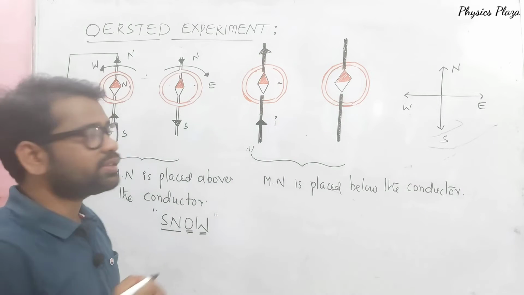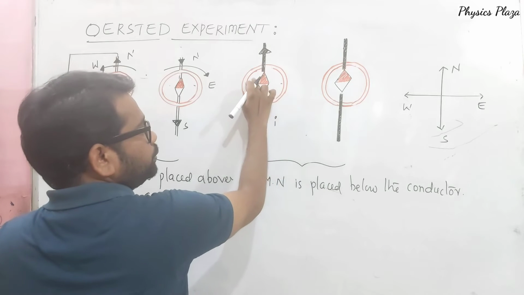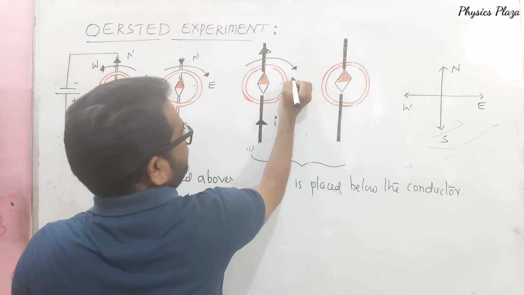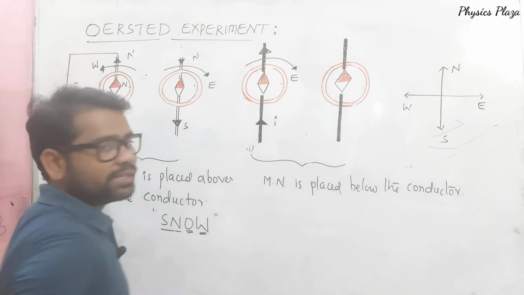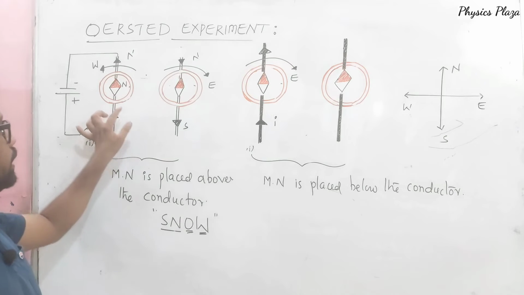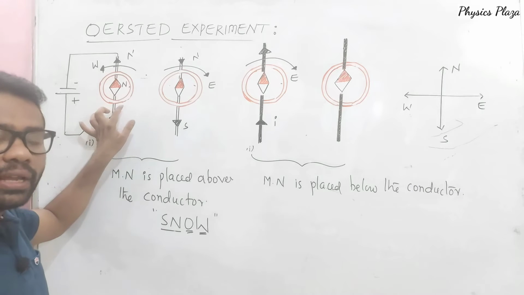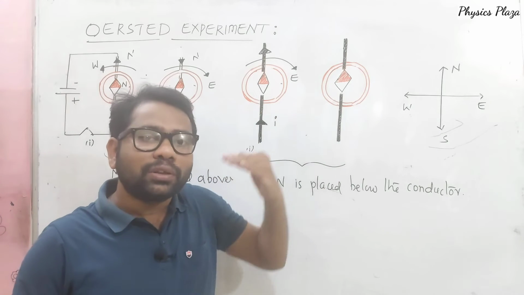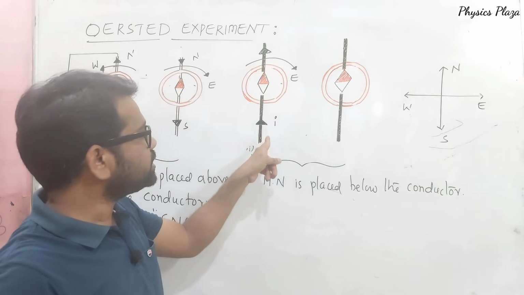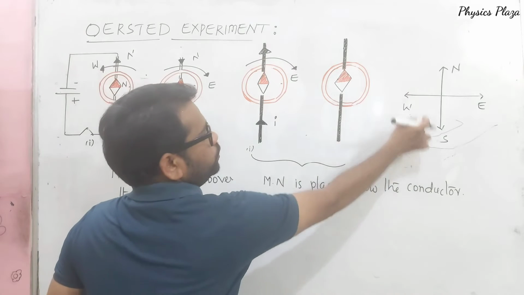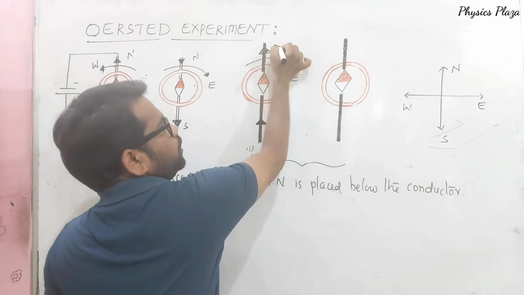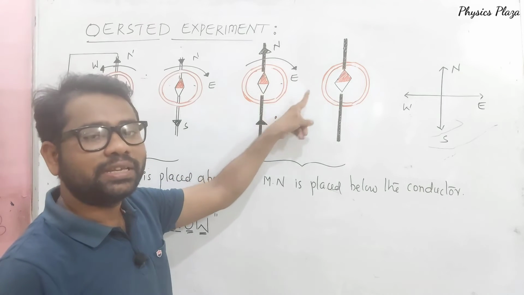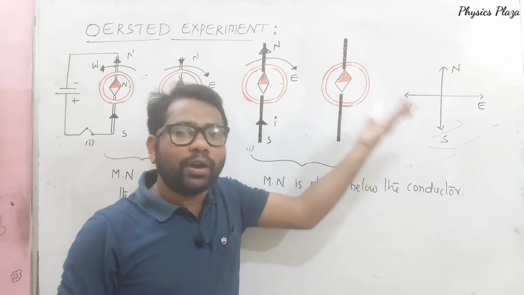Then in this case, it is noticed that the north pole of the magnetic needle is getting deflected towards east. So don't get confused. Here the magnetic needle is placed above the current carrying conductor. Here the magnetic needle is placed below the current carrying conductor, and the current direction is south to north. Then the north pole of the magnetic needle gets deflected towards east, and this is quite opposite.